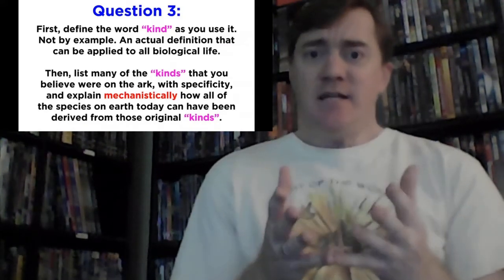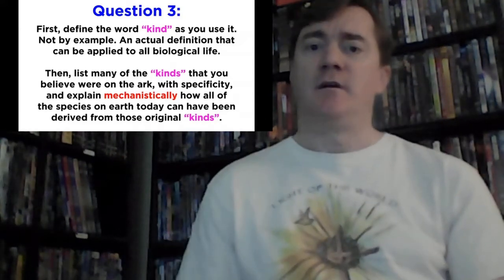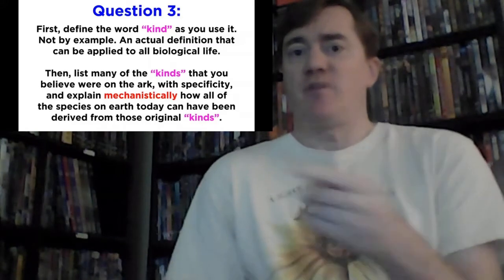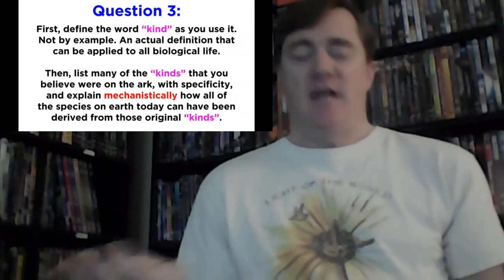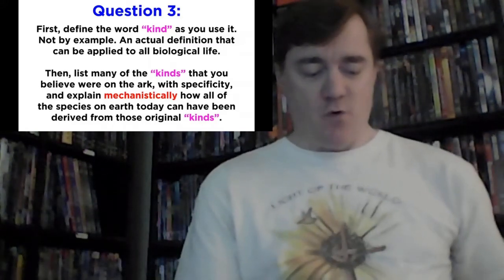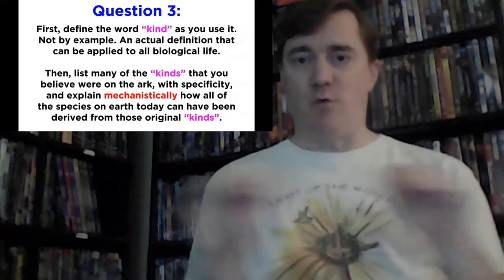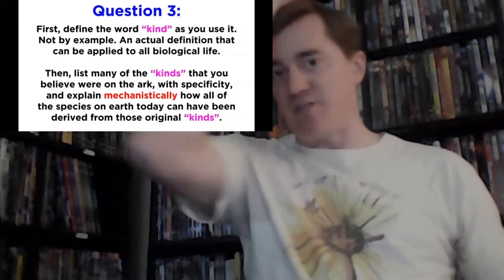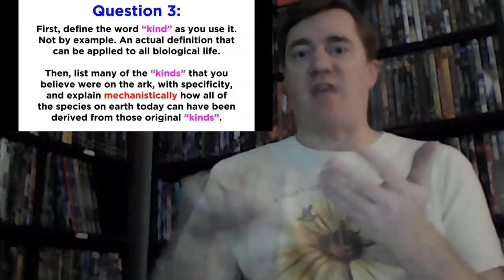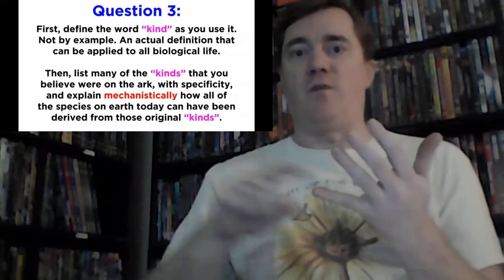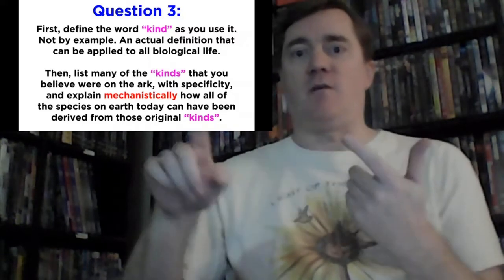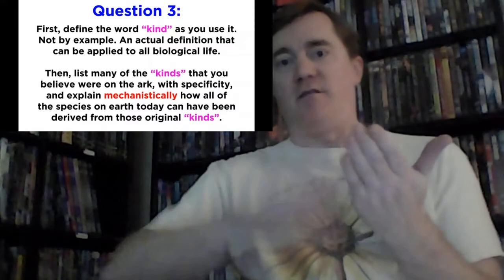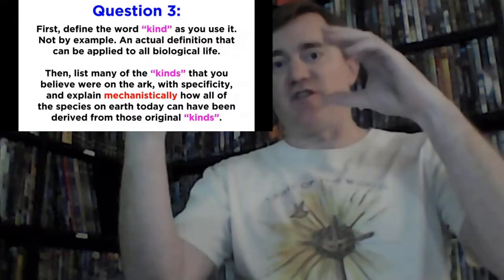Okay? So again, that's what a kind is. And mechanistically, you already have explained it, dude, how all of the species could have been derived from their original kinds. Think about it. The kind is back up in class or order, I can't remember exactly which. It's when you start splitting off into the different groups: you have feline, you have canine, you have equine, you have the hippopotamus and those kinds of things. You have that different distinction.